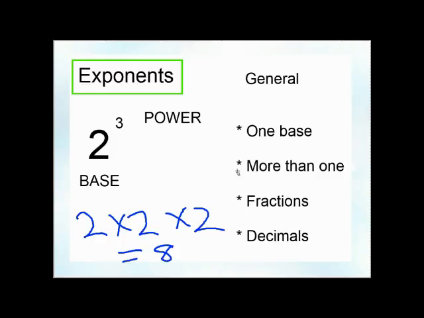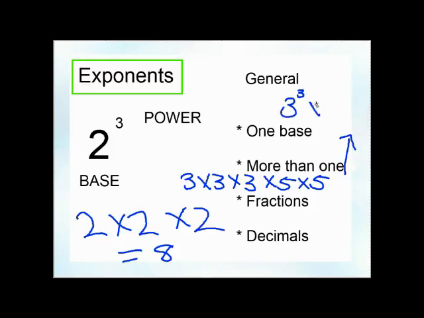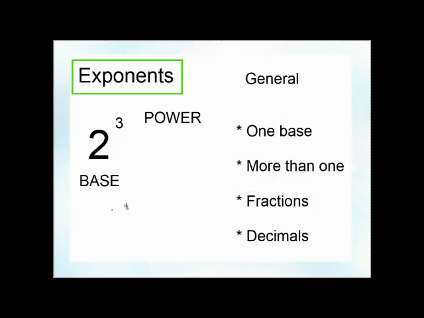Now what happens if we have more than one base? Let's say we have 3 times 3 times 3 times 5 times 5. We would say that 3, and there's 3 of them, so it's 3 to the power of 3, times 5. What is the power there? There's 2 of them, so the power is going to be 2. That's how we handle more than one base.